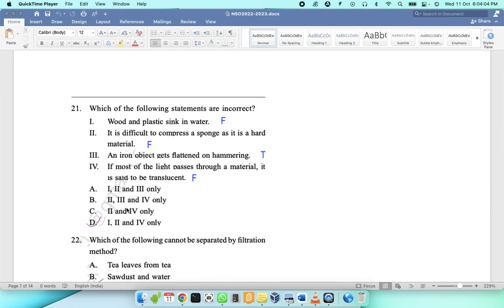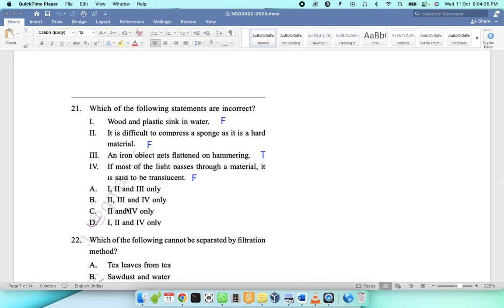Wood and plastic sink in water. We know this is false as wood and plastic are both less dense than water and hence they float. It is difficult to compress a sponge as it is a hard material. Sponge is very soft and it is very easy to compress. An iron object gets flattened on hammering. This is true as iron objects have the property of malleability. That means they can get flattened easily on hammering.